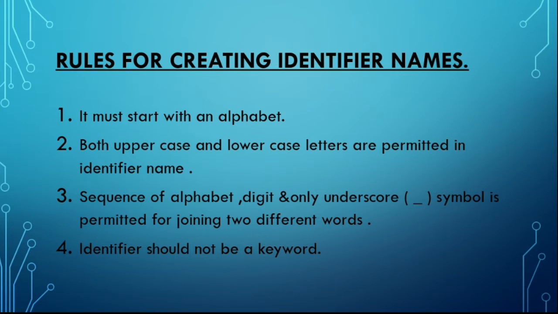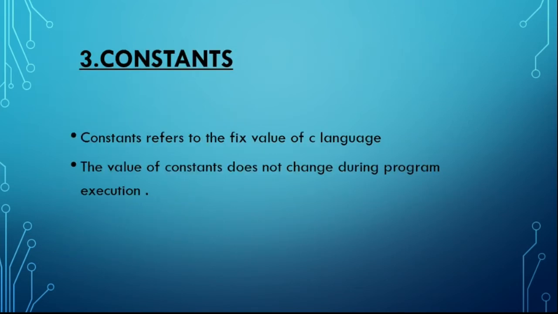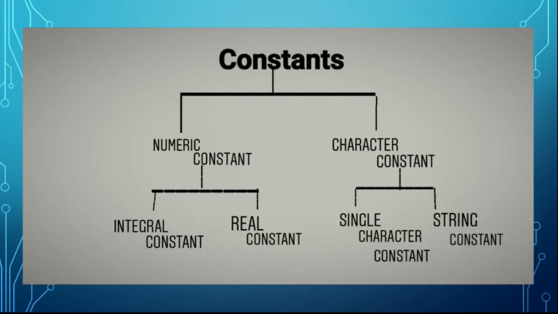Now we will study constants. A constant refers to a fixed value in C language. The value of a constant does not change during program execution. Basically, these constants are divided into two types, numeric constant and character constant.